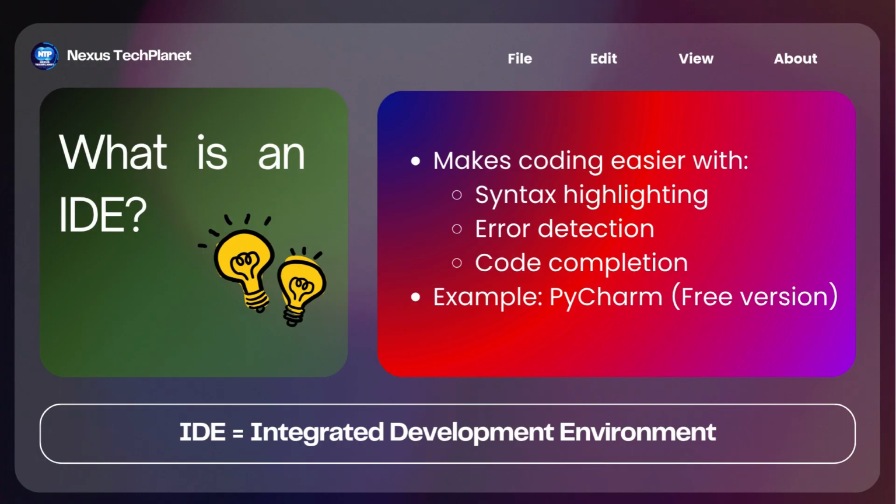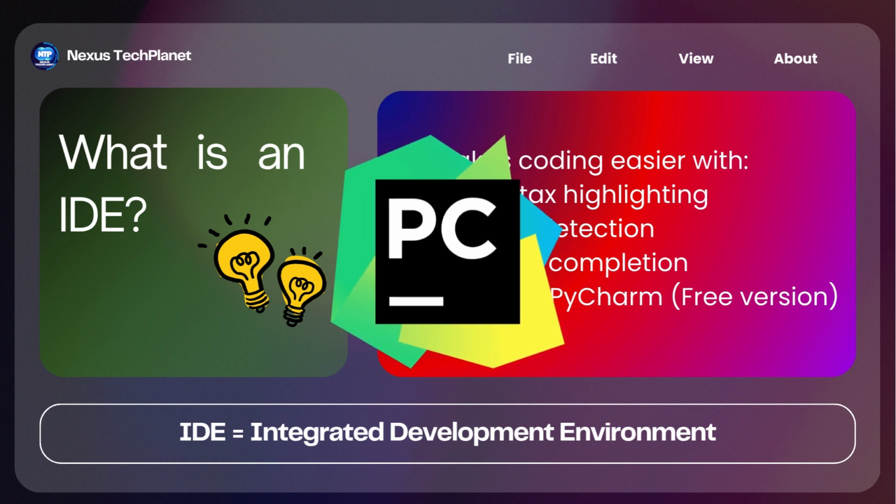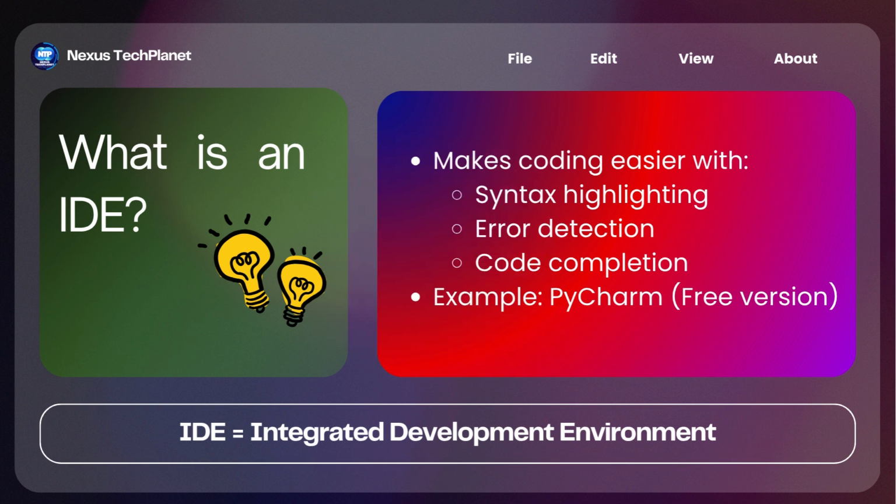An IDE, Integrated Development Environment, is like a powerful coding assistant. It helps detect errors, suggests code, and speeds up programming. PyCharm is a popular free IDE for Python that you can try. Think of it like Word, where it corrects your spelling and grammar as you type, but for code.